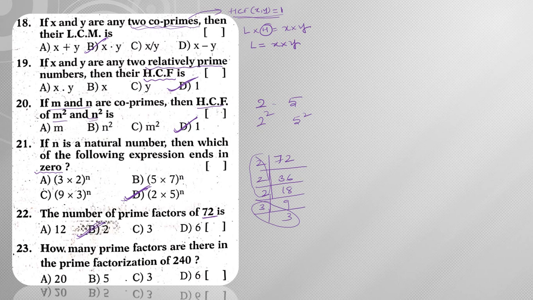Next, how many prime factors are there in the prime factorization of 240? So 240 I can write as 24 into 10. Again this 24 I can write as 8 3s. So 8 means 2 cube into 3. So 8 3s are 24 into, again this 10 I can write as 2 into 5. Again this particular thing I can change as 2 power 4 into 3 into 5. So this is nothing but the prime factorization of 240, 2 power 4 into 3 into 5. Then how many prime factors do we have? 2, 3 and 5. So answer is option 3.